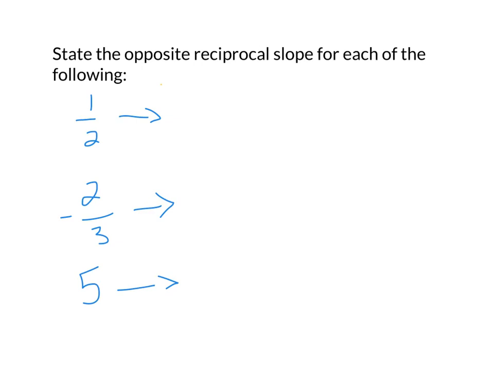Okay, now we're going to try a few, writing the opposite reciprocal slopes for each of these three that are given. Okay, so if we have a slope that is 1/2, the opposite reciprocal would be, since 1/2 is positive, negative, and then you flip the fraction over, or you take the reciprocal, 2/1, but we try not to leave any fraction that can be simplified further, so it's just -2.